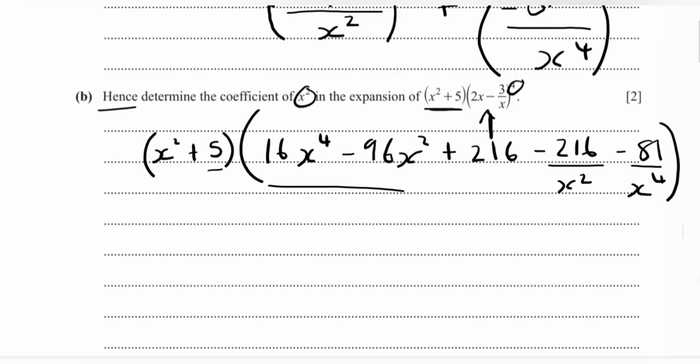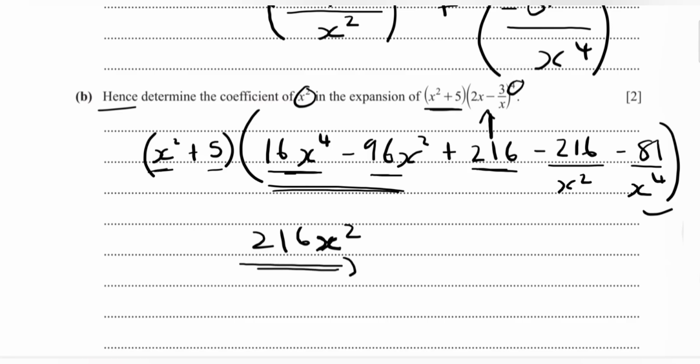So we can see that if we say x squared times this, we won't get anything in x squared. If we say x squared times this, we won't get anything in x squared. But if we say x squared times 216, we'll get 216x squared. I've written it down because we're looking for terms in x squared. But if we say x squared times minus 216 over x squared, we won't get x squared. X squared times this last term, we won't get x squared. So this is the only x squared term that we get after multiplying by x squared. So we move on to multiplying it by 5.